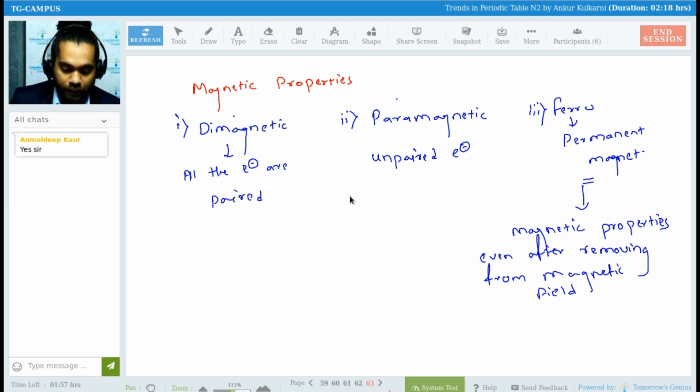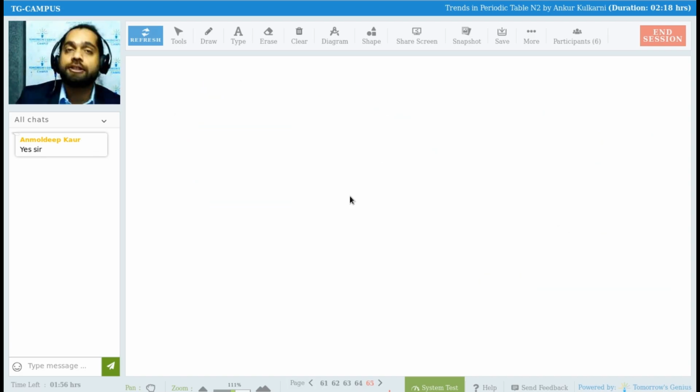Now you have to calculate the magnetic moment, like how strong your magnetic moment is. That is a common question in the exam.